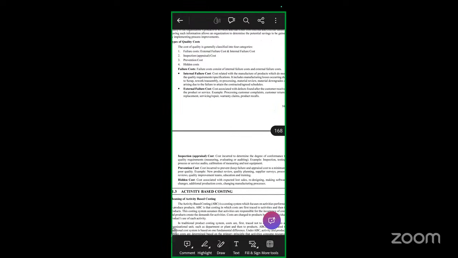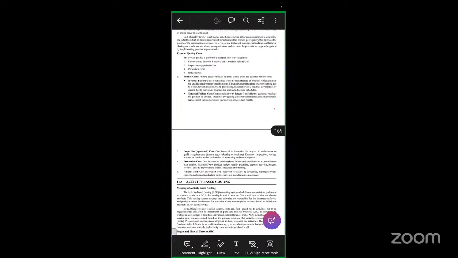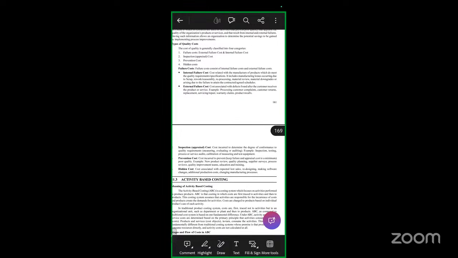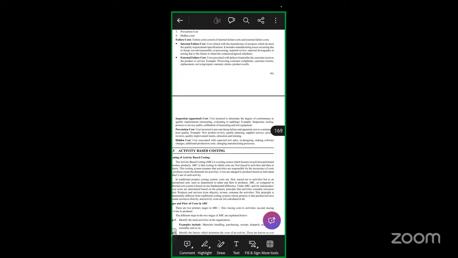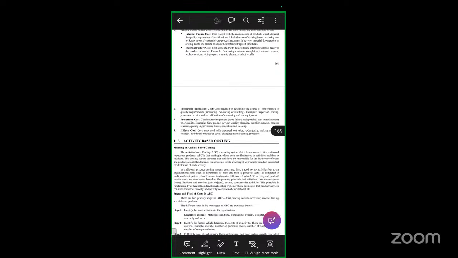And external failure cost is at the customer end. The customer receives the product, and the product is defective. So sometimes we call it warranty, we claim the warranty here. So inspection cost, inspection is nothing but appraisal cost. Once appraisal happens, that is, inspection happens, that's the cost.